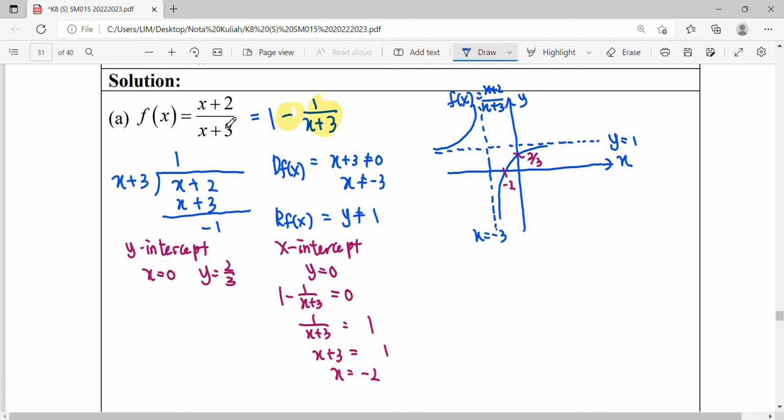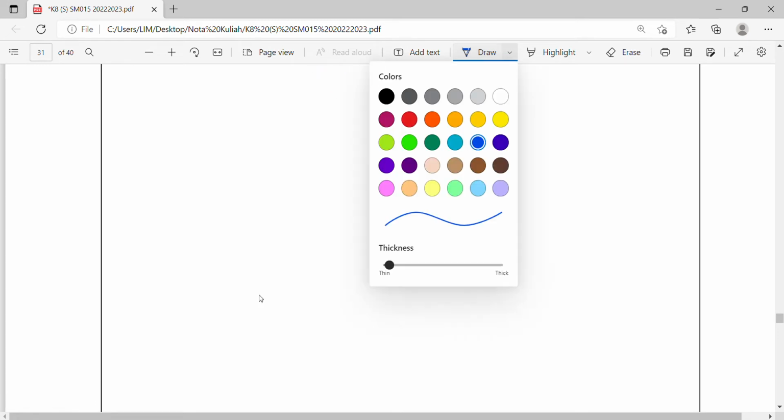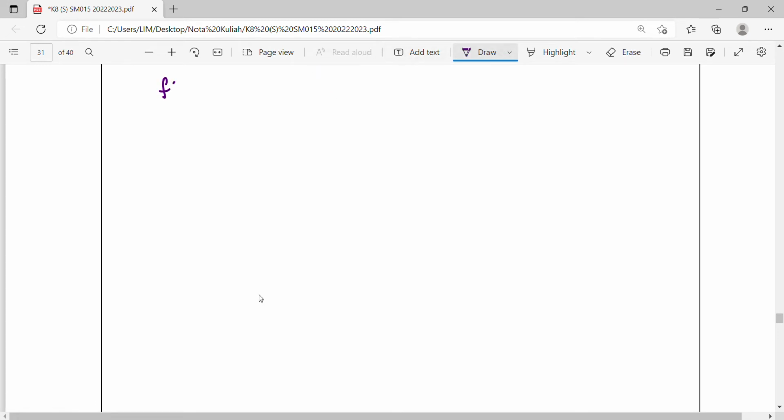Alright, let's say we apply our topic limit, finding all the asymptotes. How do we know we have a curve here? Okay, so we apply the technique from limit. So for this function, f(x) equals x plus 2 over x plus 3, from the topic limit, we can find the vertical asymptote and horizontal asymptote, right?